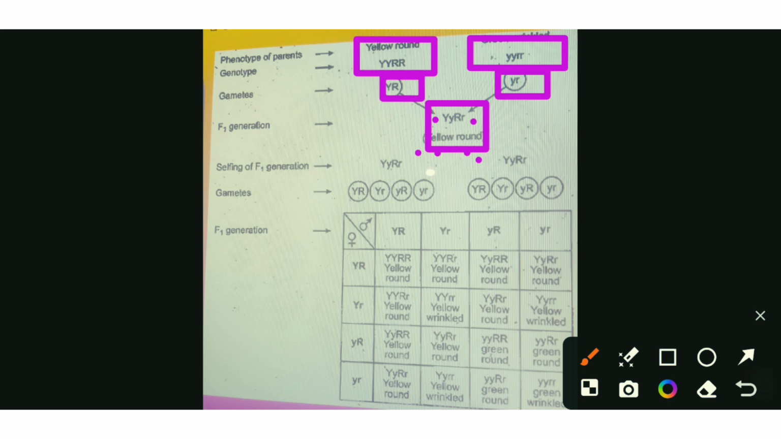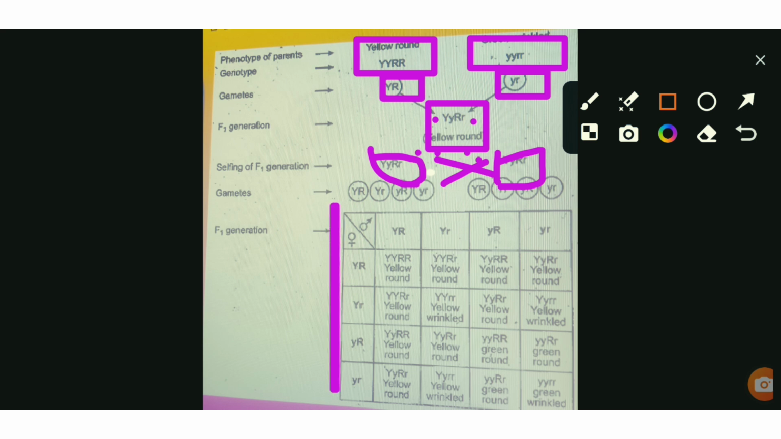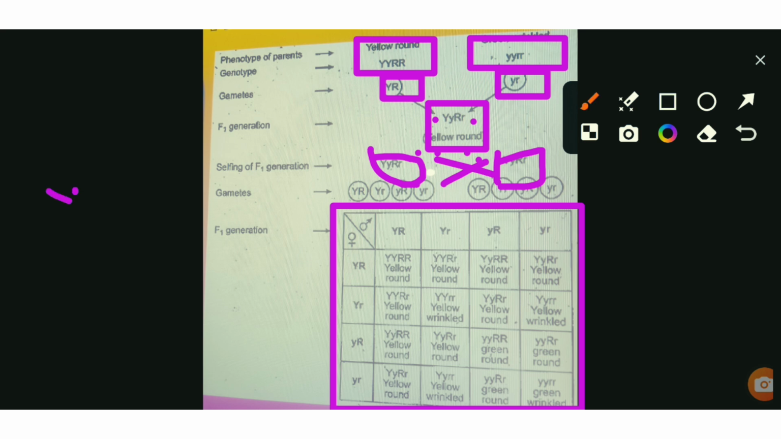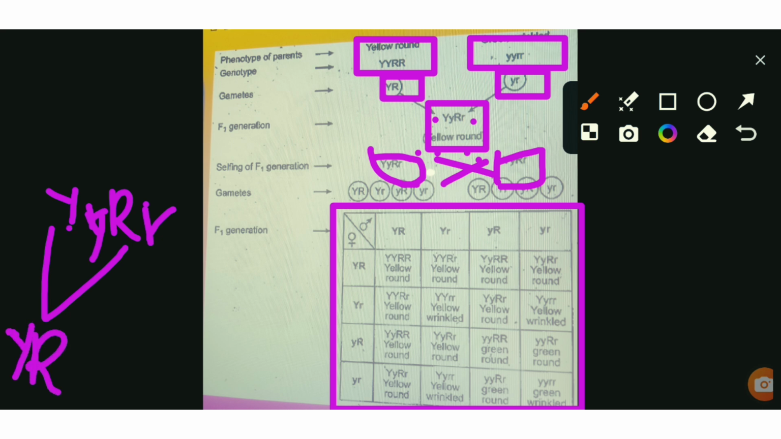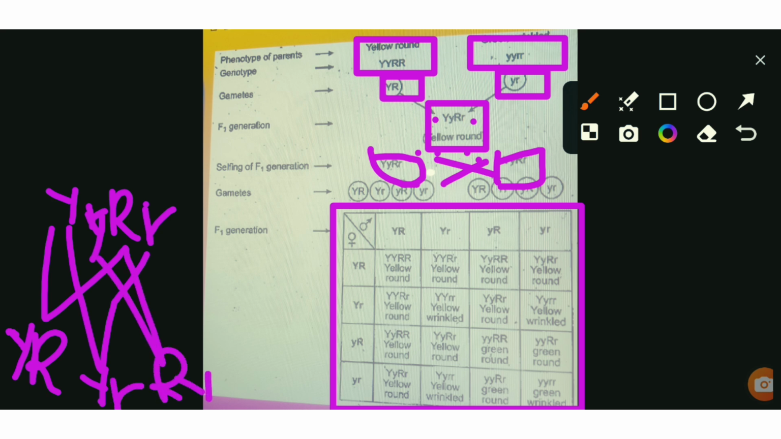When we cross the F1 generation again, that means capital Y, small y, capital R, small r, we can make this Punnett square. This is the checkerboard, and we can also say that this is the Punnett chart. When we cross this, you see that here is capital Y, small r, and capital R, capital Y, small y, and capital R, small r. When we cross here, it will be capital Y, capital R. This will be capital Y, small r. This will be capital R, small y, and this will be capital R, small r.